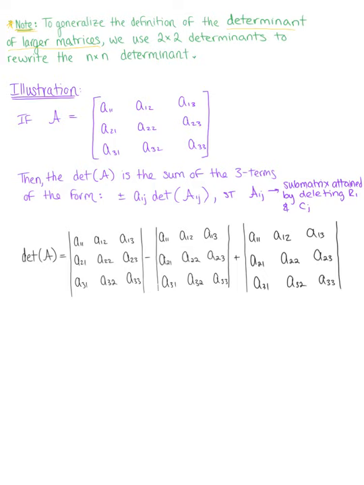So to help us understand this process, let's look at an arbitrary illustration here. We're given a 3x3 matrix A. Using that recursive definition, we recall that the determinant is the sum of the 3 terms of the form. The reason it's 3 terms is because matrix A is 3x3. That form is plus or minus the entry in the first row, jth column, multiplied by the determinant of the submatrix A sub 1j.